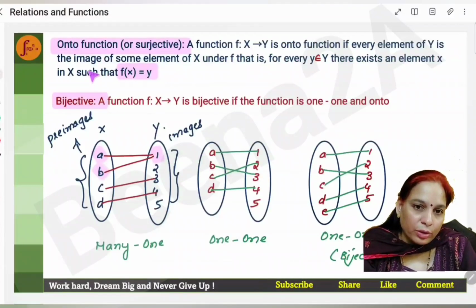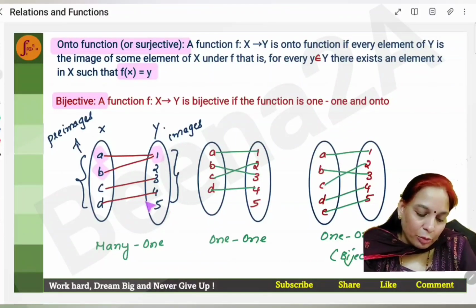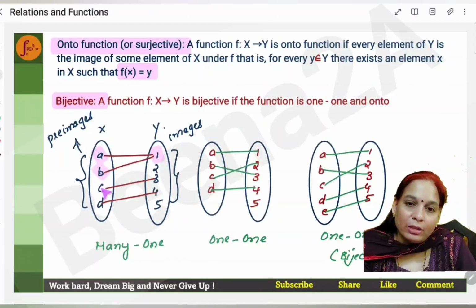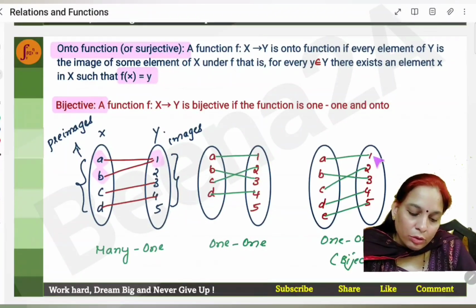Now what is an onto function? Onto function or surjective. Every element in set Y should have a pre-image in set X, or rather every element in set Y needs to be mapped to some element in set X. So 1 should be mapped to some element in X, 2 should be mapped, 3 should be mapped, 4 should be mapped, 5 should be mapped. So if all the elements in set Y are mapped to some element in set X, then it is called an onto function. So look at this example.